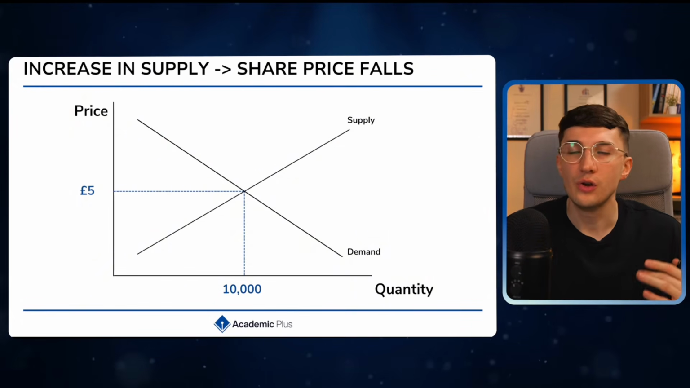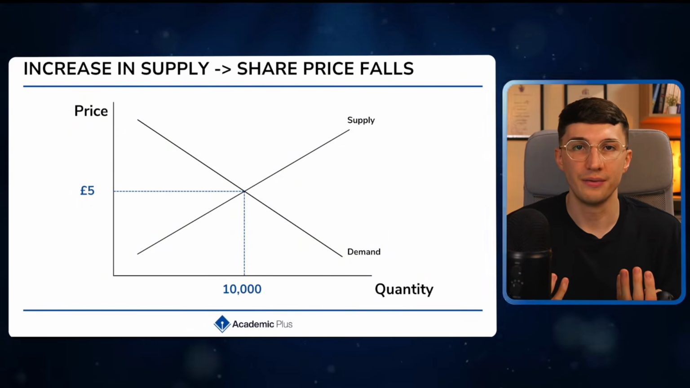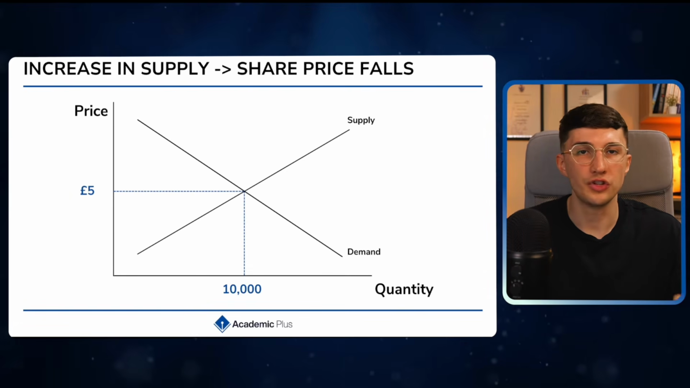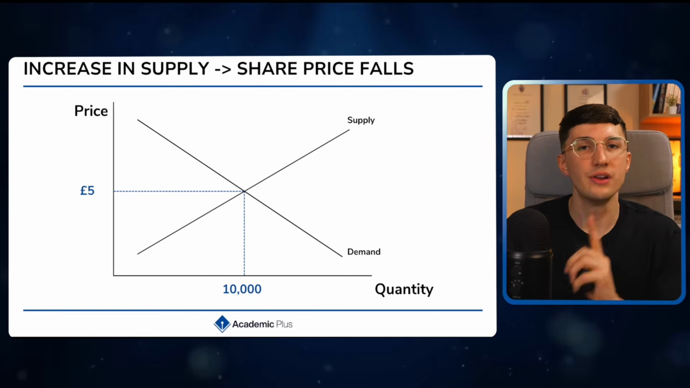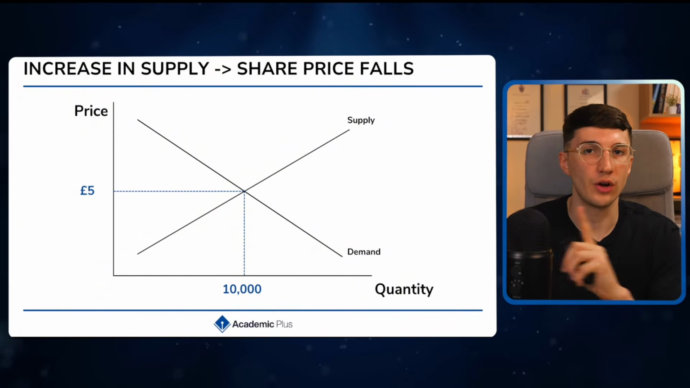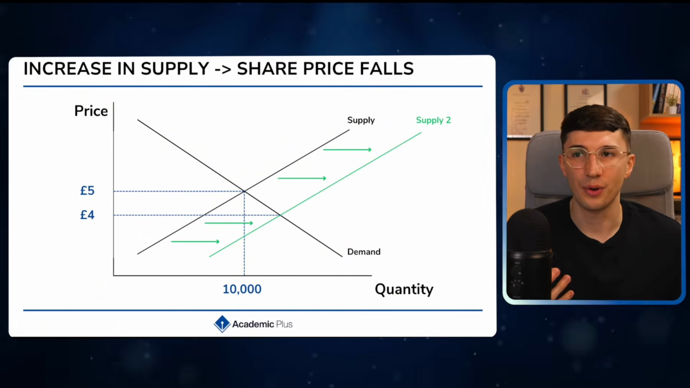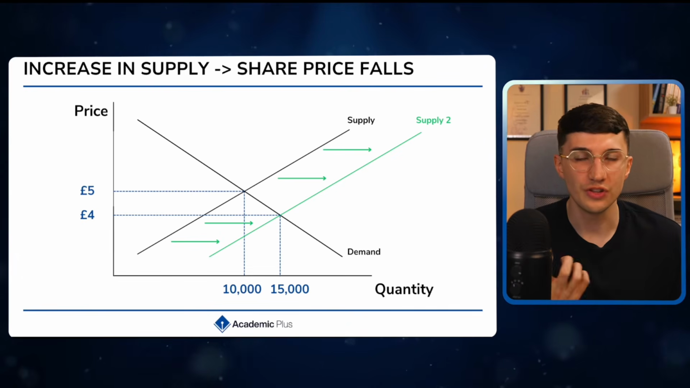However, what happens if we looked at increasing the level of supply? Well, if we're increasing the level of supply, then we are looking at diluting the ownership that each share has. So now we want to look at shifting that supply line to the right. And once again, interestingly, when we increase the supply, this would reduce the share price.